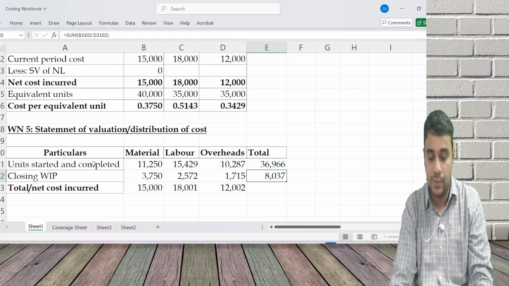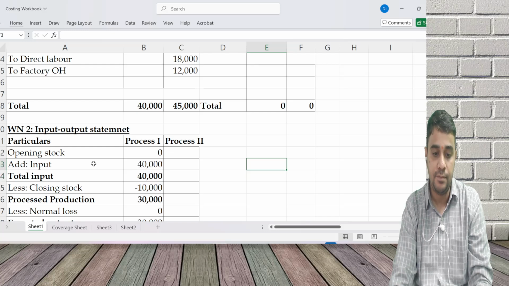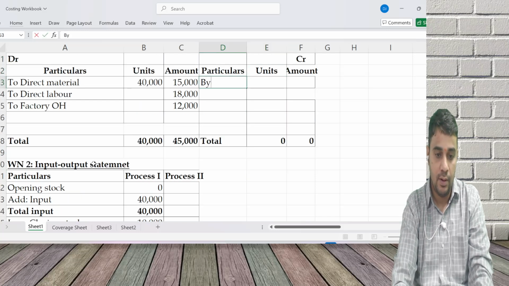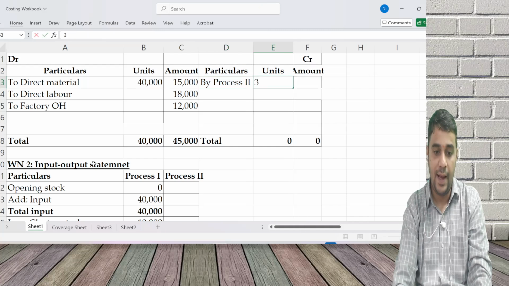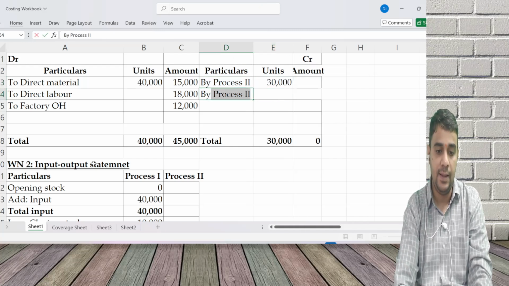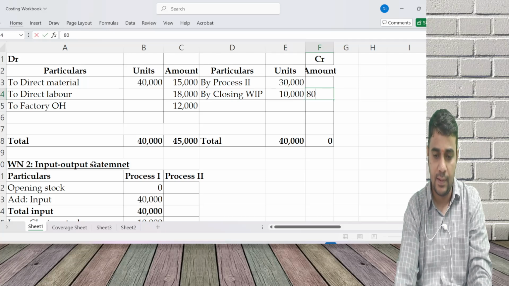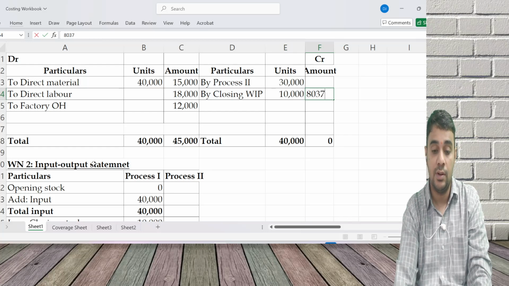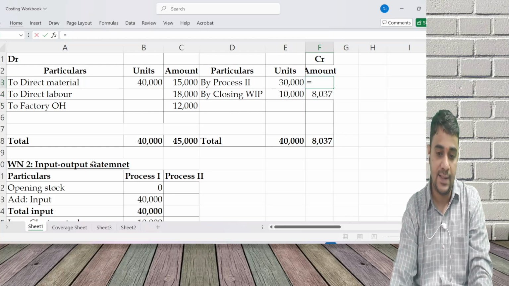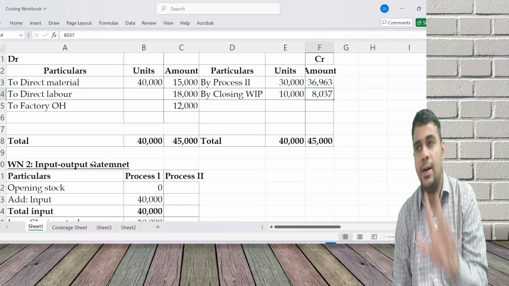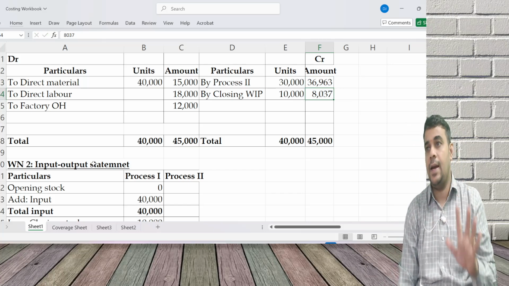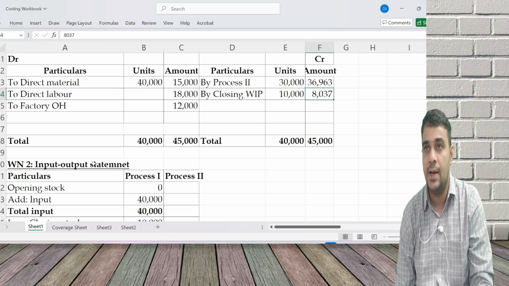Can I proceed on the credit side? I'll not write the value of the process; I'll write it as a balancing figure, and by closing WIP 10,000 units, what is the value? 8,000, 8,000, 7, and the balancing figure is 963. In calculation I got 36,966; in the account it is 36,963.